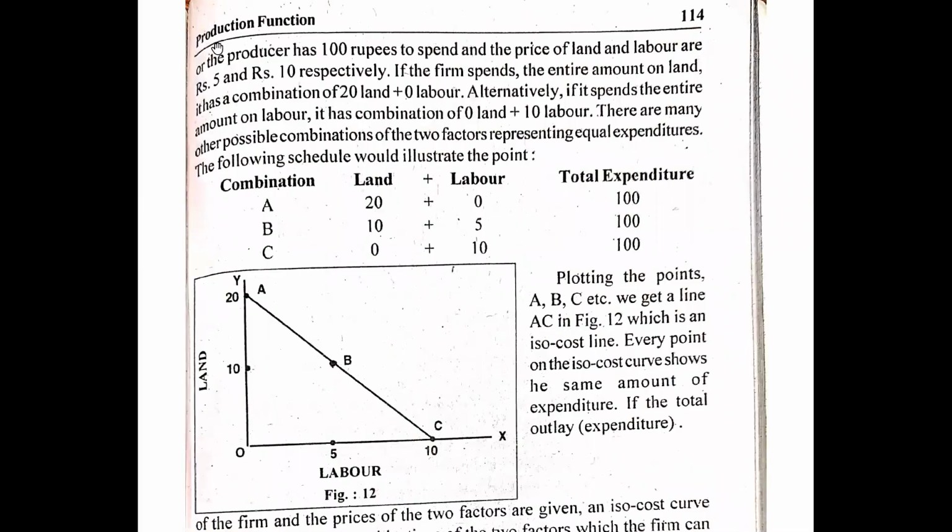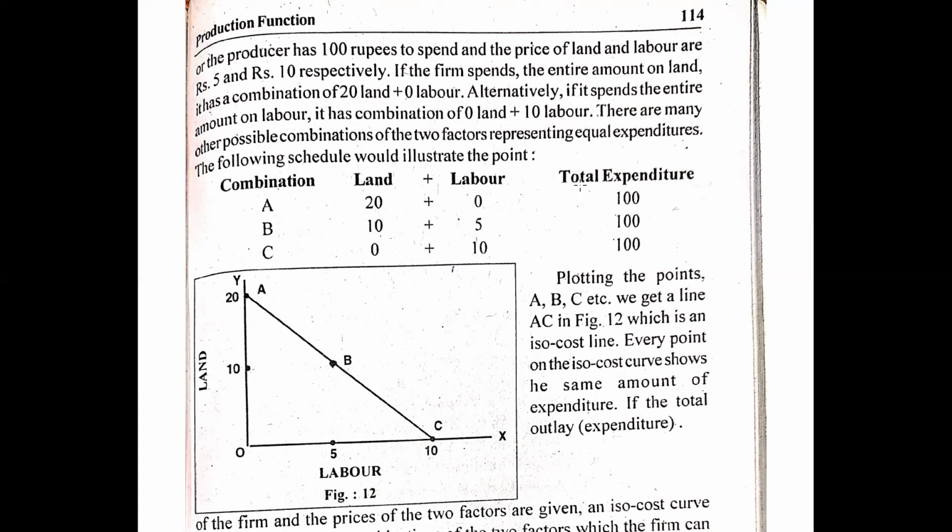Suppose the firm or the producer has 100 rupees. Guys, you need to focus on this example to understand this point very clearly. So suppose the producer has 100 rupees to spend and the prices of land and labor are 5 and 10 respectively. If the firm spends the entire amount on land, it has a combination of 20 land, 0 labor. Alternatively, if it spends the entire amount on labor, it has a combination of 0 land and 10 labor. There are many other possible combinations of the two factors representing equal expenditure. The following schedule would illustrate the point.